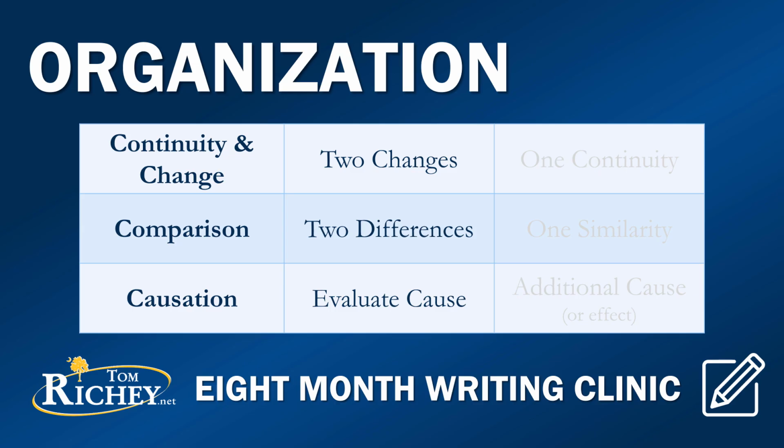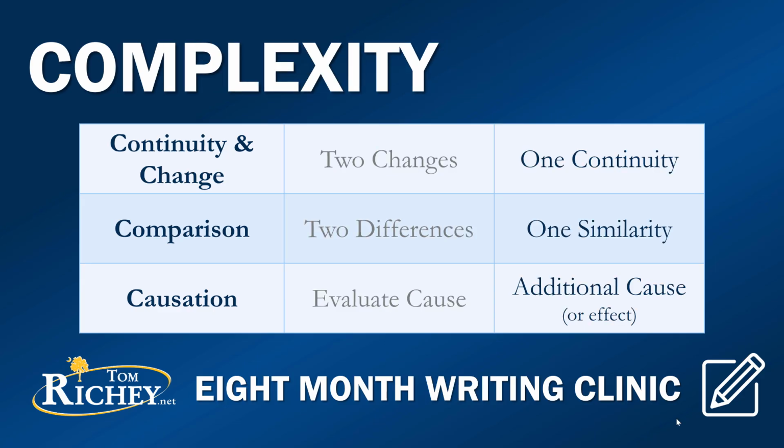As far as organizing your essay, if it's a continuity and change essay, your essay will likely be based around 2 particular changes that are brought about. Now, as far as comparison, you would be outlining 2 differences between the things that are proposed, and for causation, you would evaluate that specific cause. And if you're going for complexity, which we'll discuss in a bit, you will bring into account 1 continuity, 1 similarity, or an additional cause or effect.